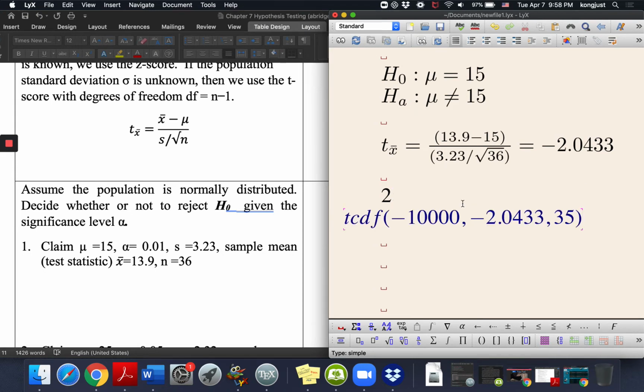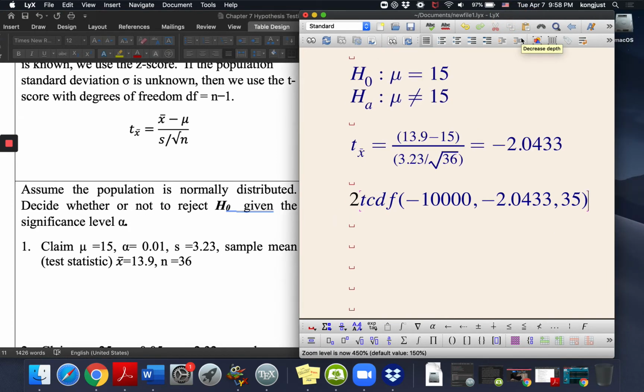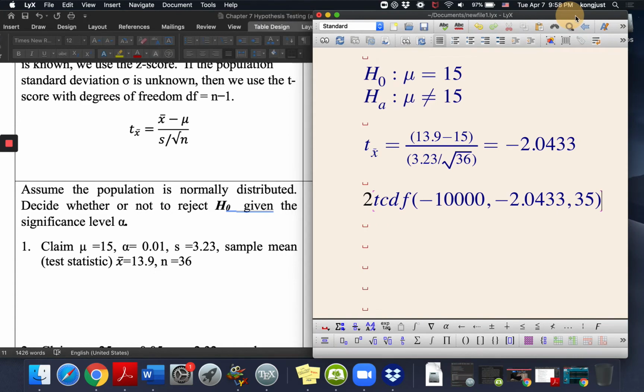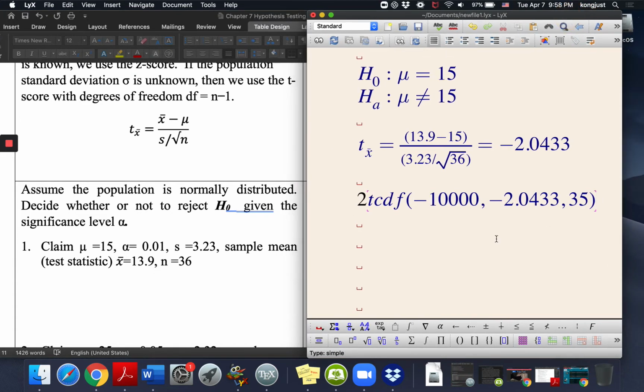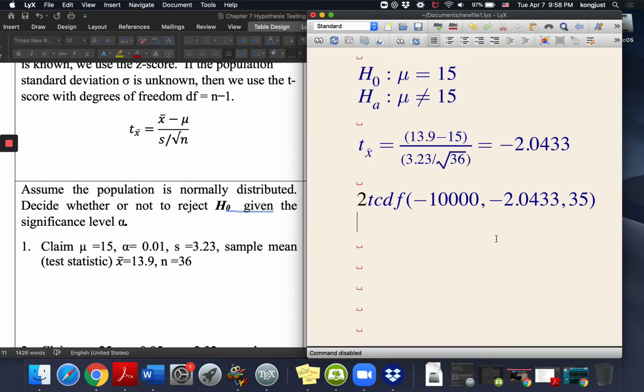Okay. The next line went a little too big. There we go. Now I'm just going to enter that into my calculator and see what I get. That should be equal to.